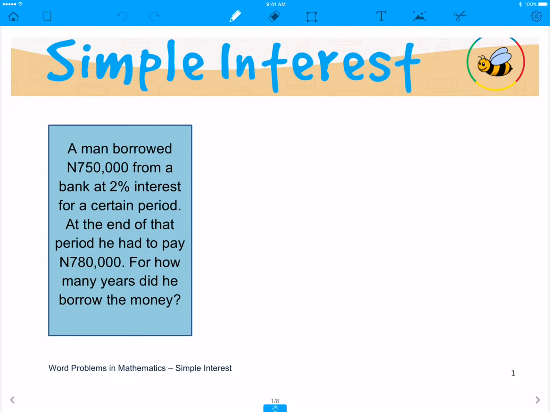The question challenges us to calculate the number of years that amount of money earned a particular amount of interest. We are told what the principal sum is. We are also told the final amount paid as well as the rate of interest. We would have to deduce from the question what the actual amount of interest was, interest in this case being the difference between the principal amount and the ultimate amount repaid. Then we would compute the number of years that he borrowed the money.